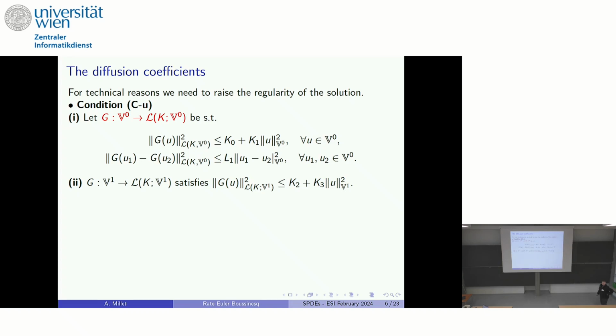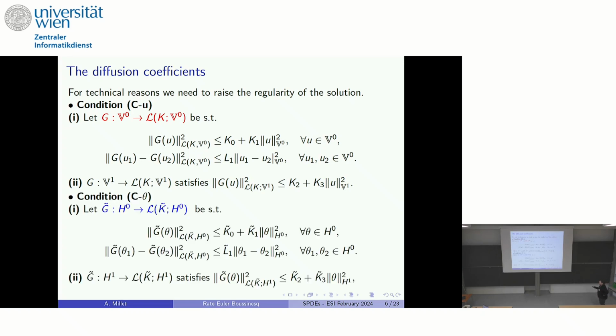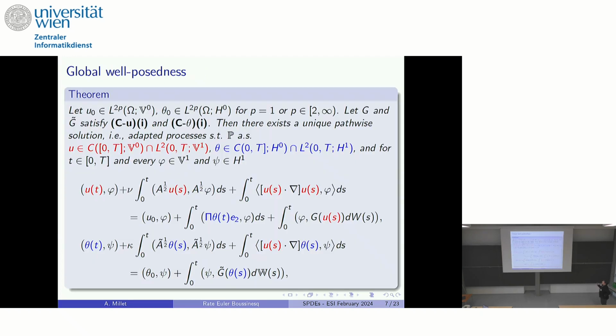Okay. All right, and now for the temperature, I'm just going to mimic everything. So the second diffusion coefficient, G tilde, goes from L2 to L2. Linear growth, global Lipschitz, and again, because of raising regularity by one step, I also have to impose some at most linear growth condition for G tilde of u whenever u belongs to H1. Now, of course, I want to discretize some things. This better exist. So the first result is the global robustness result.